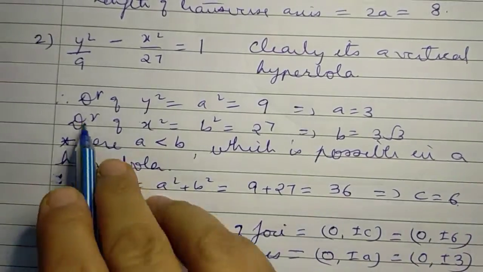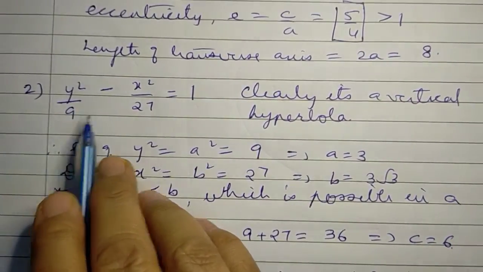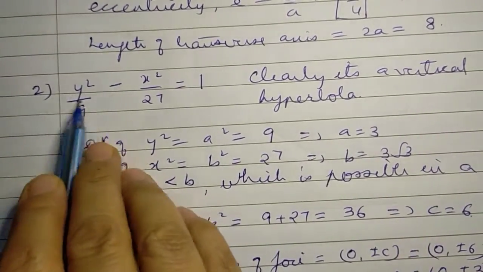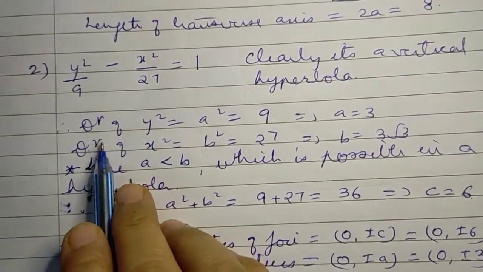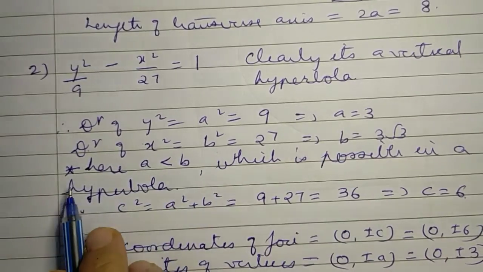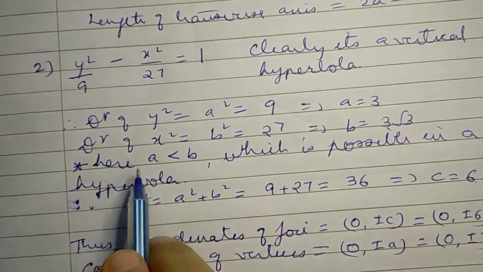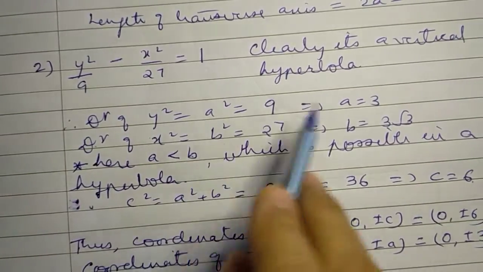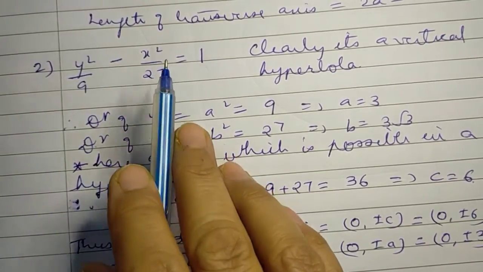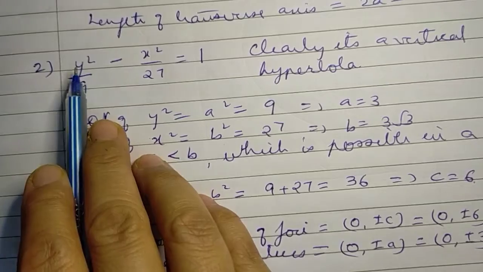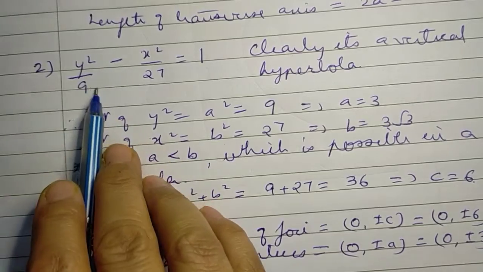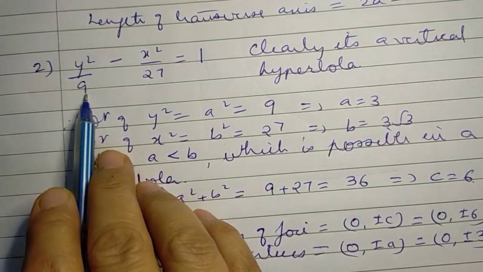Similarly, let's consider the second question. It says that y squared over 9 minus x squared over 27 is 1. Clearly it's a vertical hyperbola as the y squared term is positive. So the denominator of y squared gives us a squared, and that of x squared gives us b squared. Now here a very important point to be noted is that even though a is less than b, even though the denominator of y is less than that of x, still because the y squared term is positive, it is a vertical hyperbola, and the denominator of y squared only gives us the transverse axis.